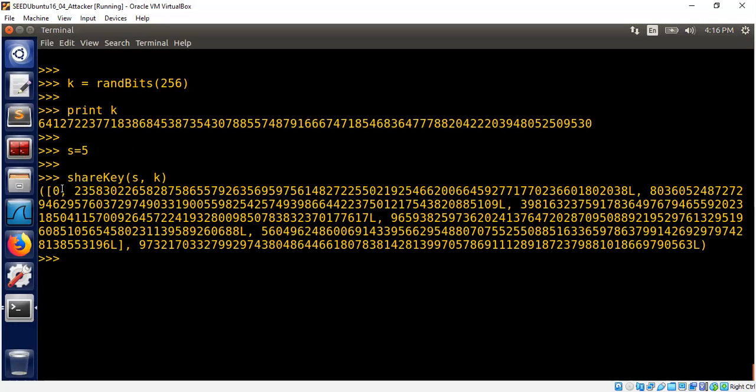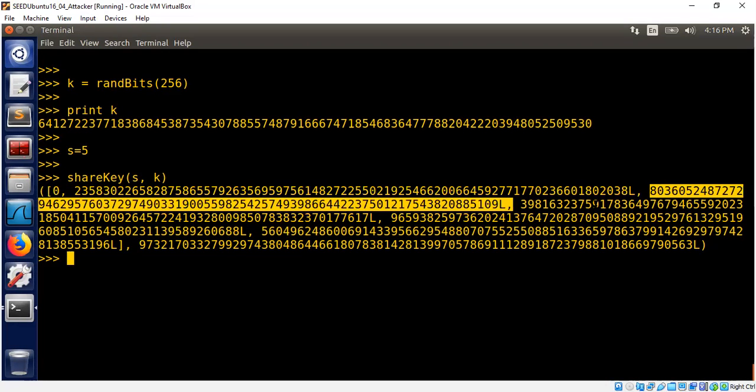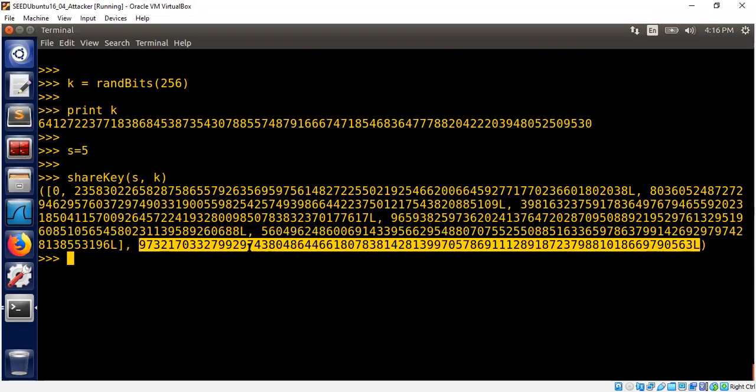I leave the first element because I always put the first element mapped to 0, just to make the I comma f of I mapping clear. Don't worry about the first element. The first node gets this value. This is the I equal to 1 node, then 2, 3, 4, and 5. And what is this one? This is the p that we need, of course, the mod p. So we got the p.